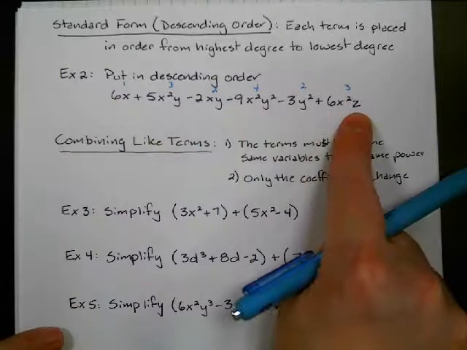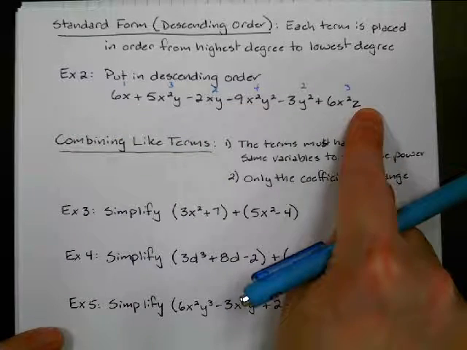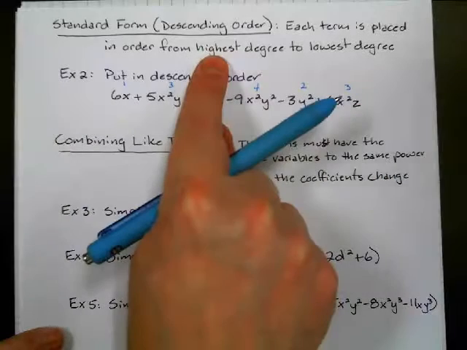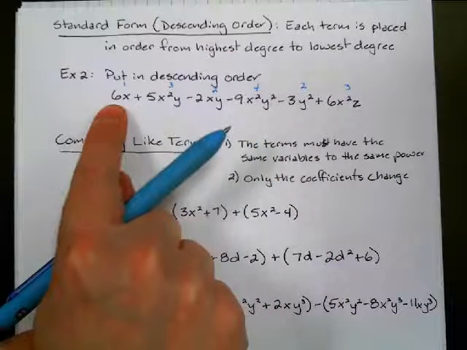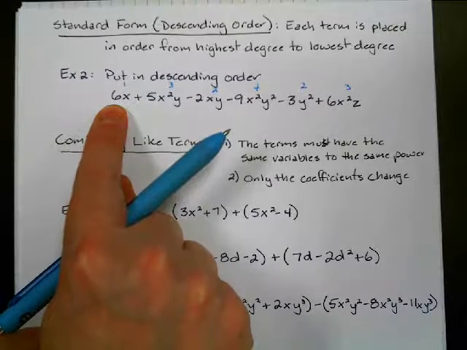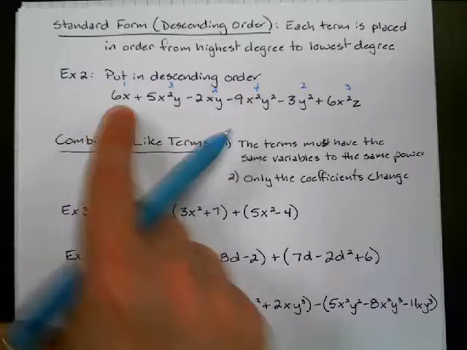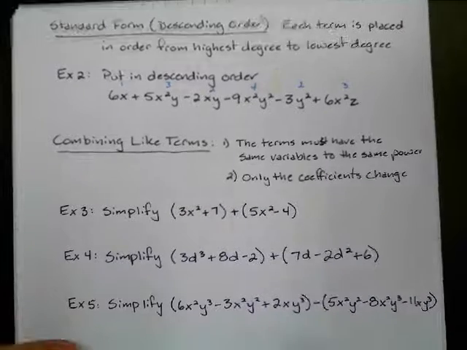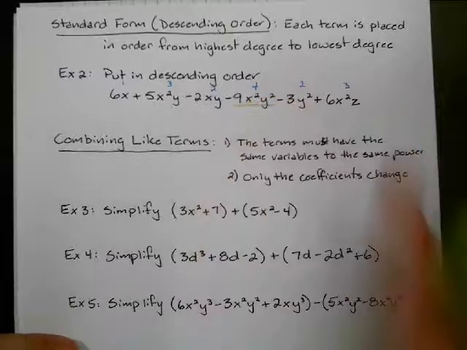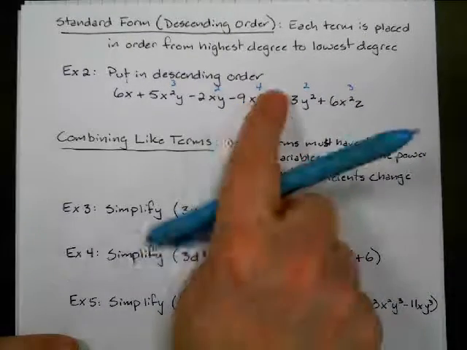So this started off not in descending order because we're supposed to have the highest degree first, and this is one of the lowest degrees. So let's look for our biggest degree, our biggest one right here. That's our biggest degree. Fourth degree right there.